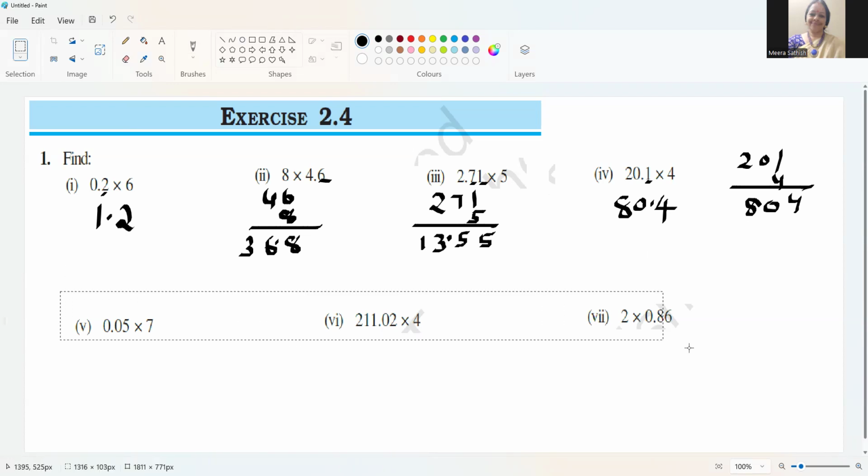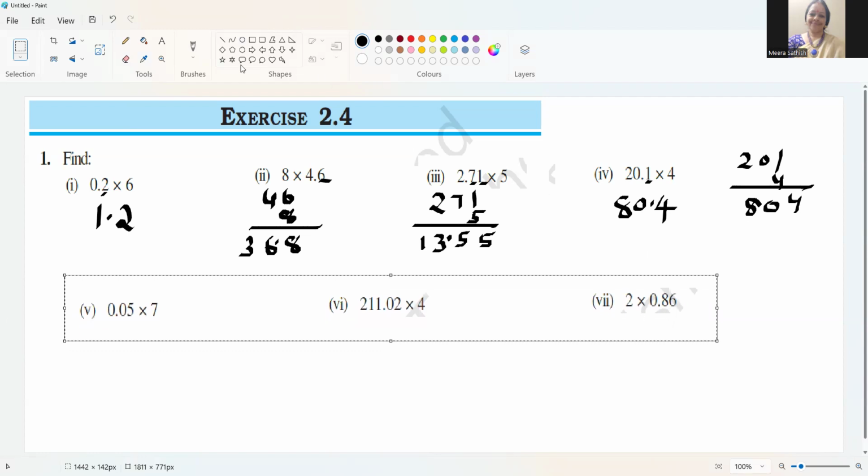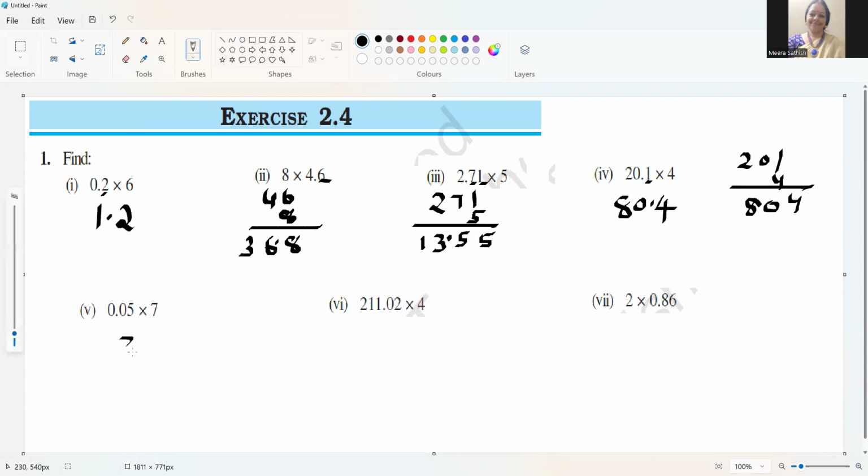Now 0.05 into 7. 5 sevens are 35. Now here two decimal places. See children, one thing you should understand. Suppose this is 0.50. Two decimal places are there, but this 0 we can cancel. There is no value for that. So we can say it's one decimal place.